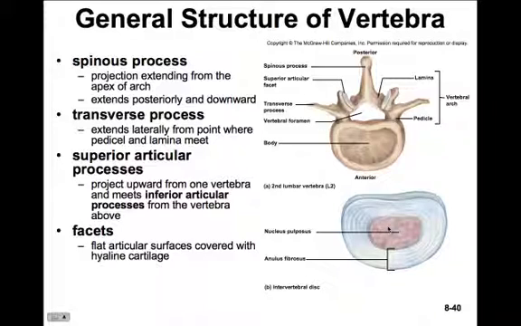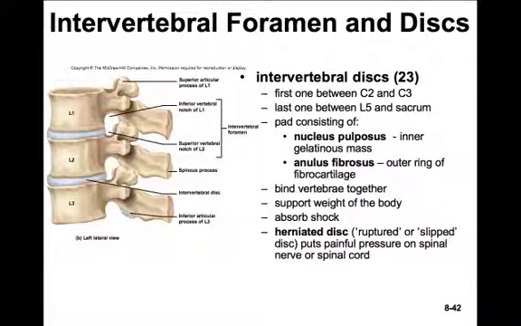Here's the disc. You see the nucleus pulposus, the soft part in the middle, and then this cartilaginous ring, the annulus fibrosus. When we have a herniated disc, the annulus fibrosus breaks and the nucleus pulposus will squish out from between the annulus fibrosus. And that puts pressure on the nerves that come out through these intervertebral foramina or on the spinal cord itself. So it's quite painful.